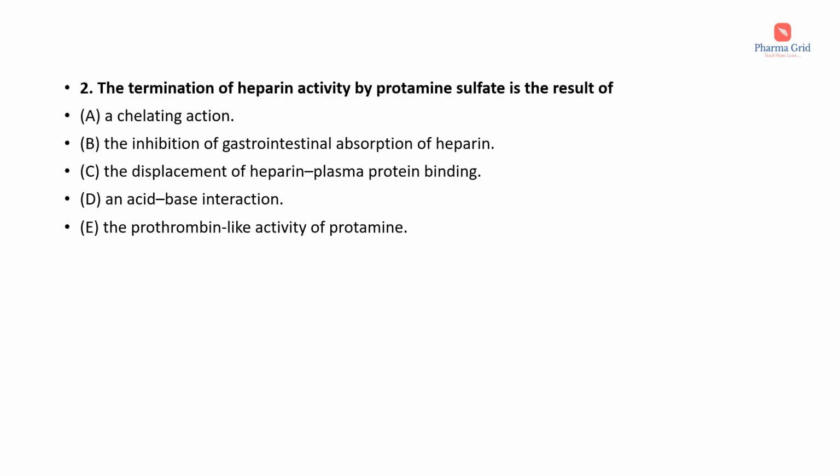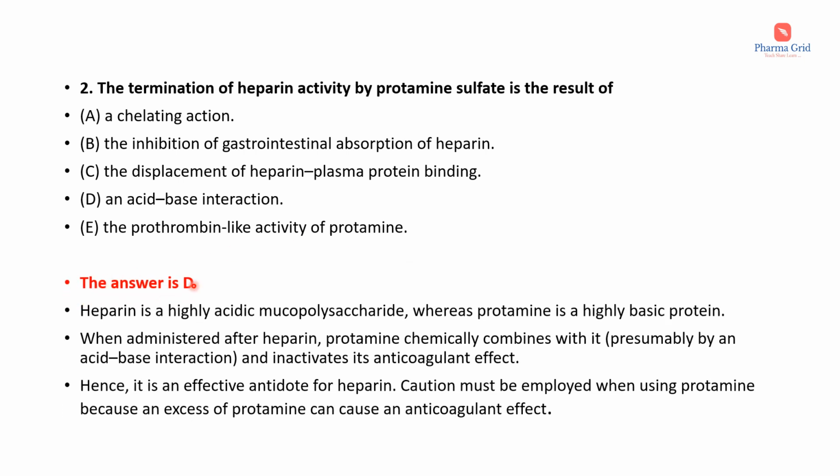The termination of heparin activity by protamine sulfate is the result of. Options are a chelating action, the inhibition of gastrointestinal absorption of heparin, the displacement of heparin plasma protein binding, an acid-base interaction, the prothrombin-like activity of protamine. So here the correct answer is option D, that is an acid-base interaction.